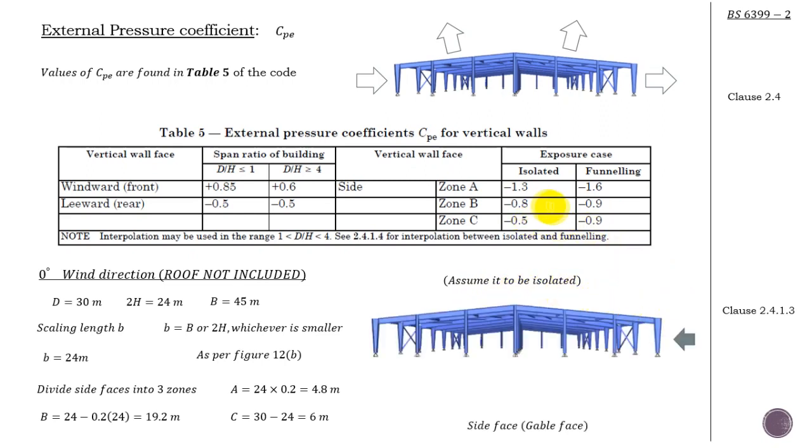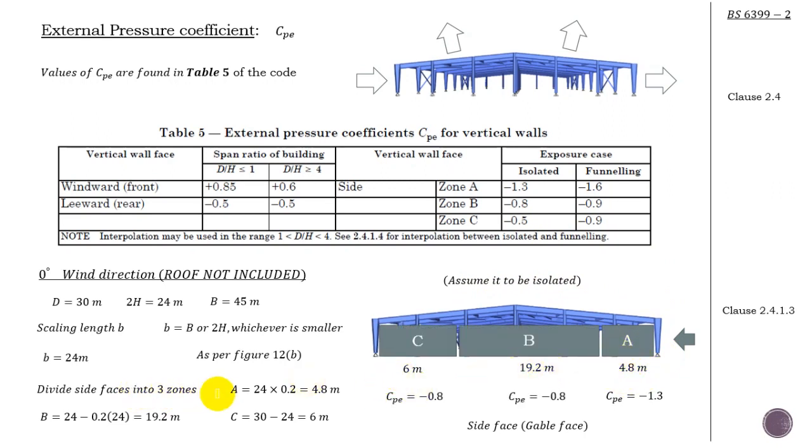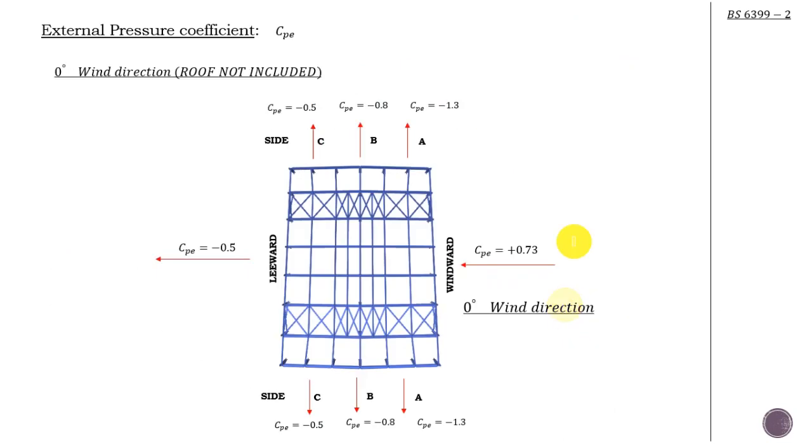Right, if it's isolated, again, I defined my areas A, B, and C, already calculated from figure 12b. So I have the A, B, and C. Okay, what I need is just to find the CPE for each area. So for A, it's minus 1.3. For B, it's minus 0.8, and for C, minus 0.8. Sorry, that is minus 0.5 for zone C. This is not correct, okay? It's minus 0.5.